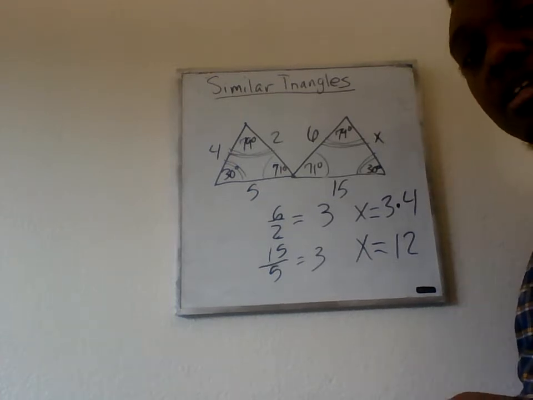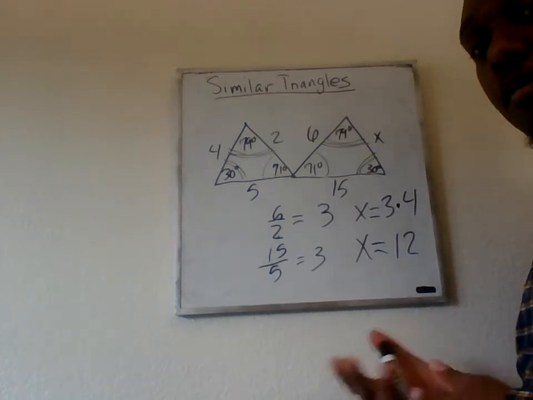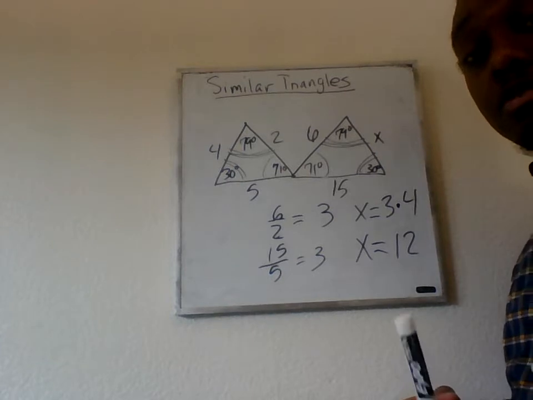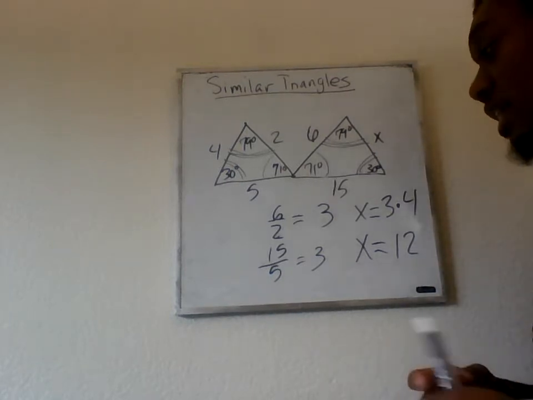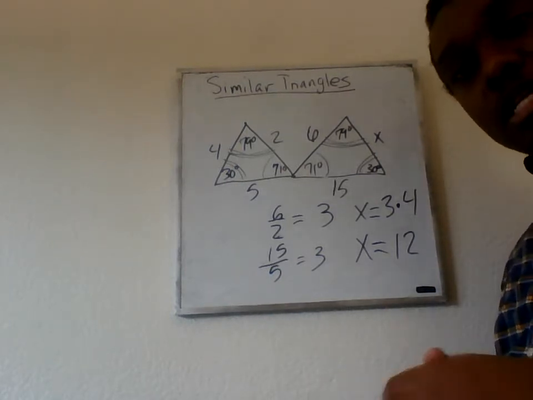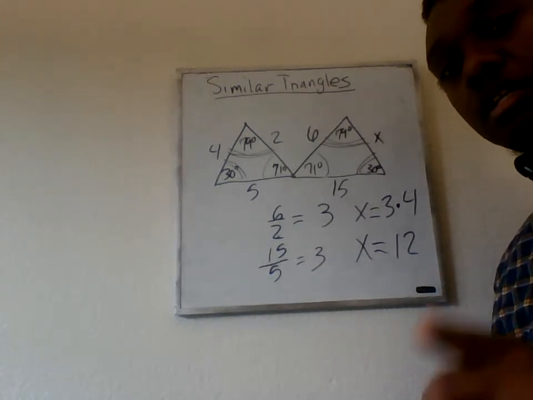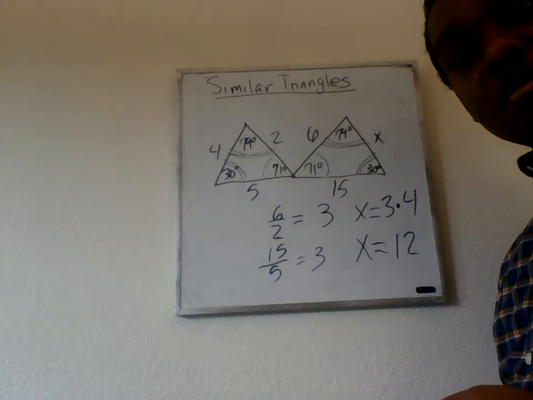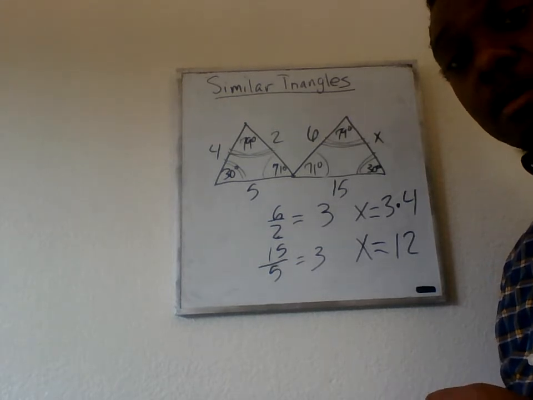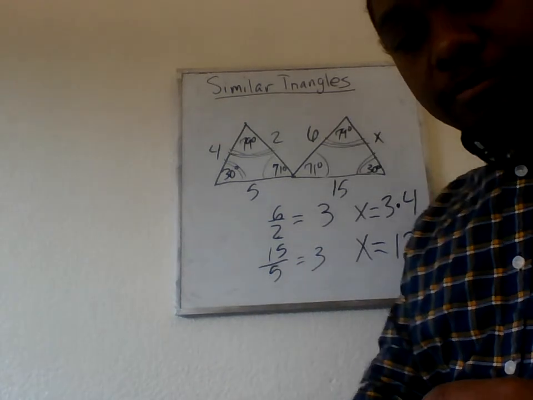That's how we can find out sides if we know the proportionality constant and we know that two triangles are similar. So x has to be 12 in this instance. That's kind of cool, right? Well, let's leave it there for now, and we'll look at some other similar triangle examples in a few. I'll see you soon.